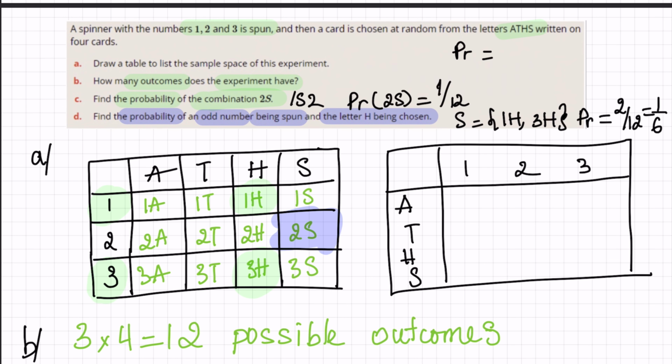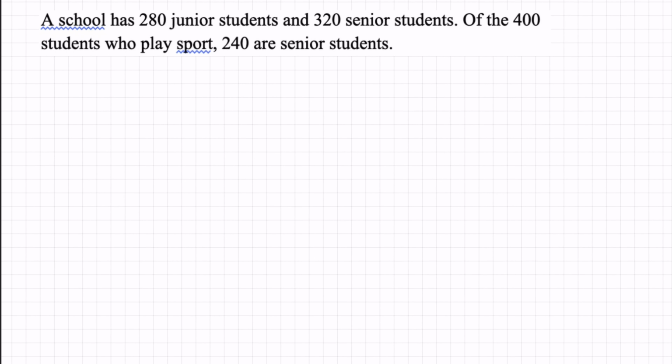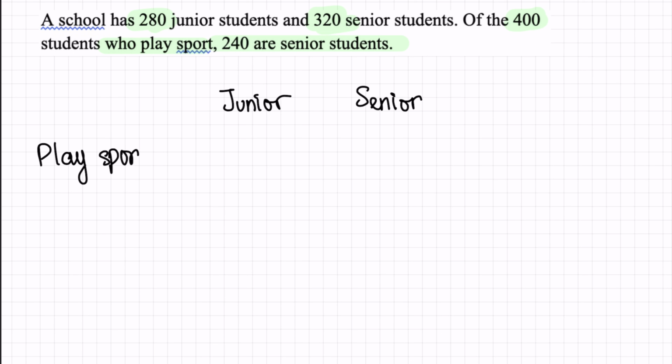Let's move on to the next one. The school has 280 junior students, 320 senior students. Of them, 400 students play sport and 240 students do not play sport. I will create a table first. So junior here, senior here, play sport, and don't play sport.